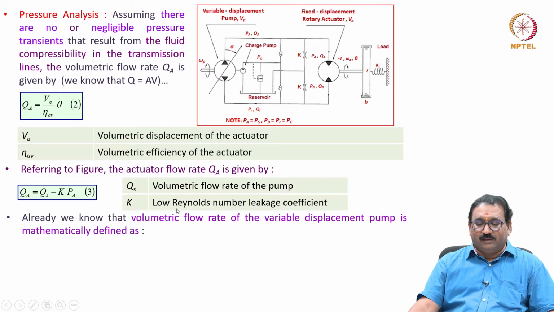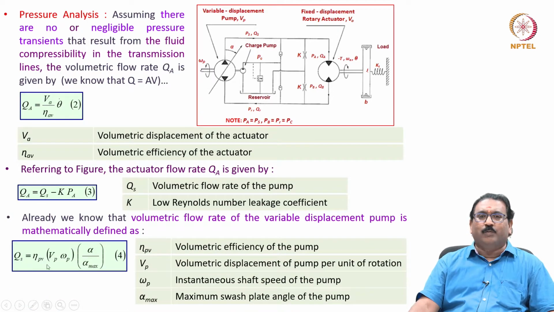Already we know that the volumetric flow rate of the variable displacement pump is mathematically given by nu PV into Vp into omega P. Now you will see here friends, alpha by alpha max, where alpha max is the maximum swash plate angle of the pump, omega P is the instantaneous shaft speed, and Vp is the volumetric displacement of the pump per unit rotation. nu PV is similarly the volumetric efficiency of the pump.